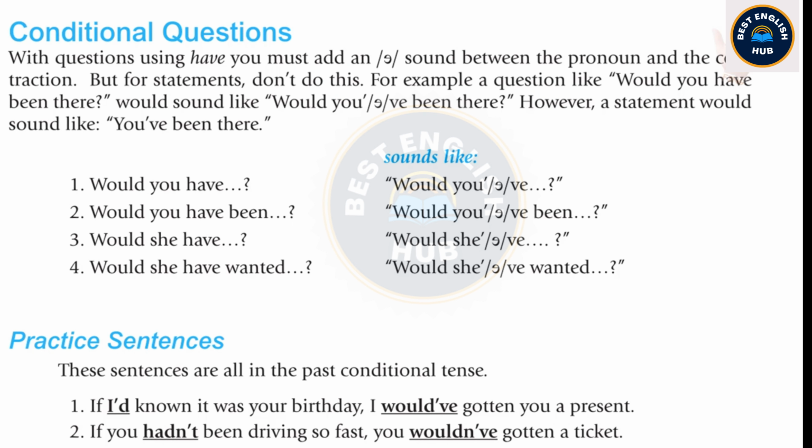Conditional questions. With questions using have, you must add a sound between the pronoun and the contraction. But for statements, don't do this. Listen to what happens with the words you have. Would you have been there? Versus you've been there. Would you have sounds like would you have. Would you have been sounds like would you have been. Would she have sounds like would she have. Would she have wanted sounds like would she have wanted.